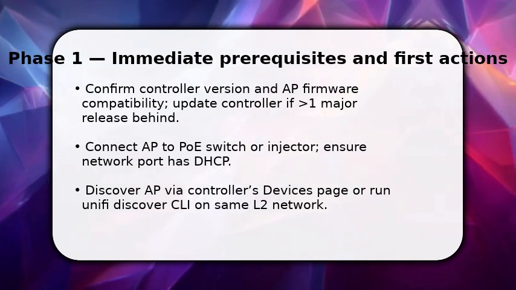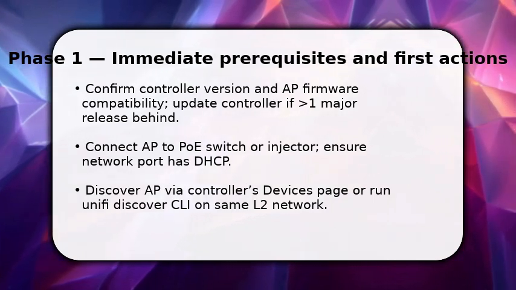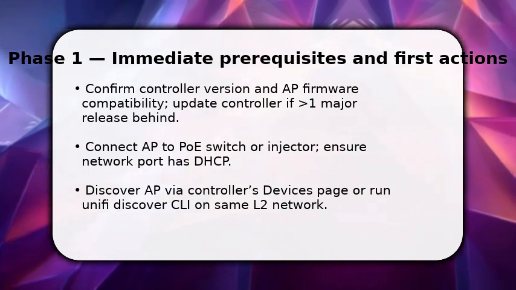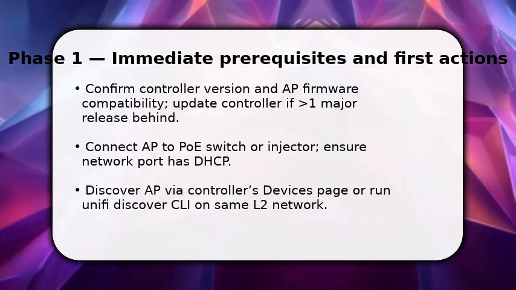This indicates L2 visibility. If you don't see it, make sure your management VLAN is allowed. Also confirm controller and AP firmware aren't wildly mismatched, since big jumps can block adoption. Once discovered, you're ready to adopt.